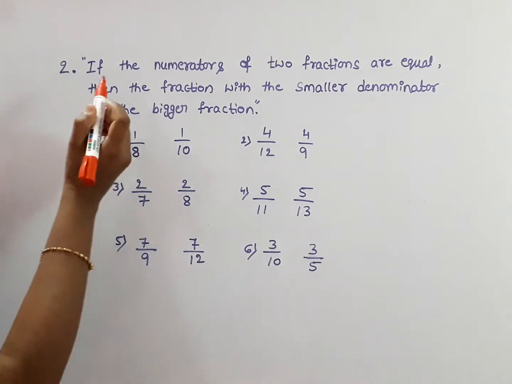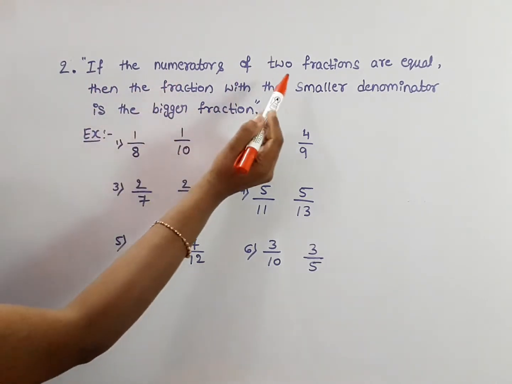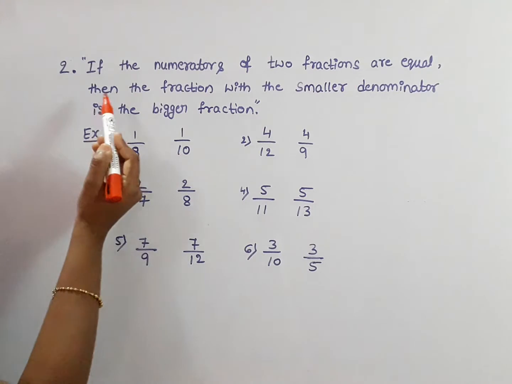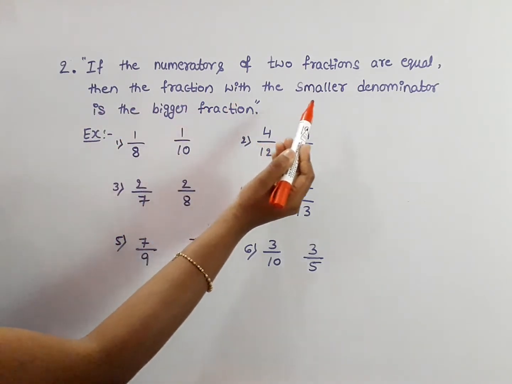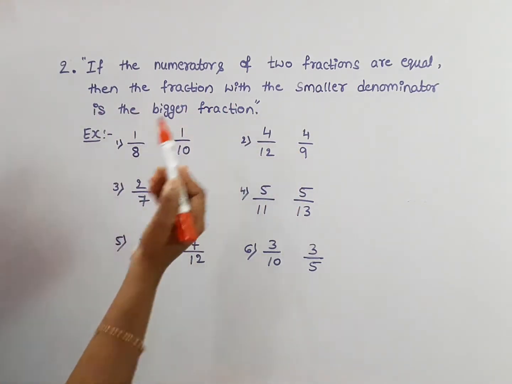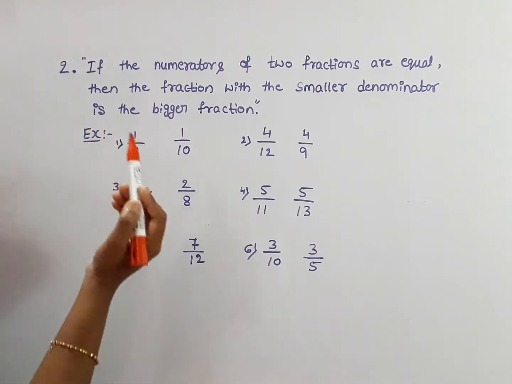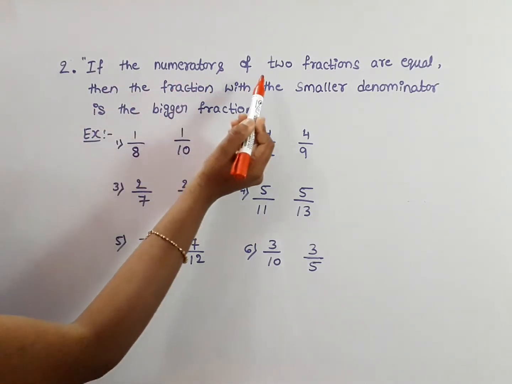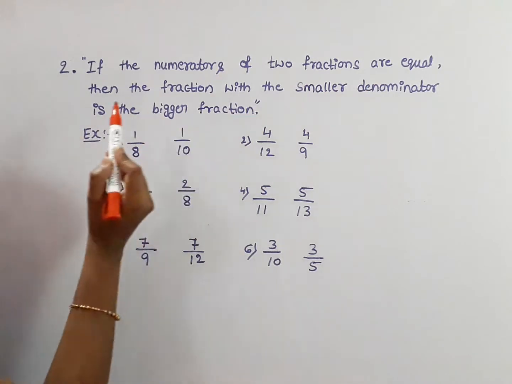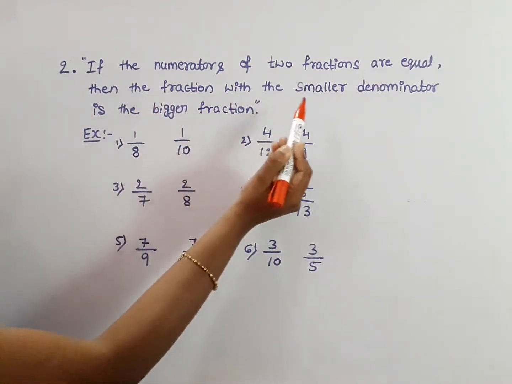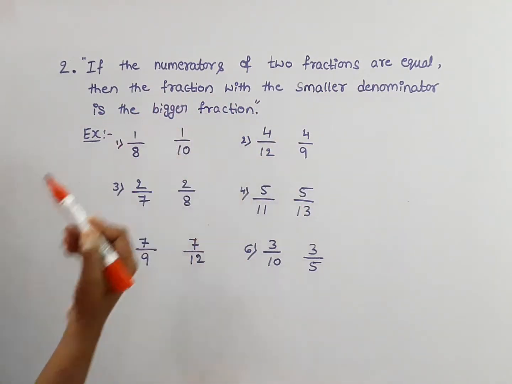Here the second point: if the numerators of two fractions are equal, then the fraction with the smaller denominator is the bigger fraction. Students, don't get confused here. If the numerators of two fractions are equal, then the fraction with the smaller denominator is the bigger fraction.